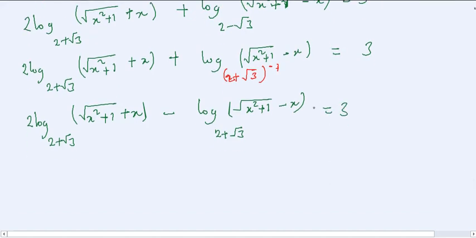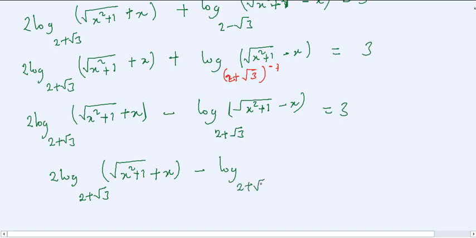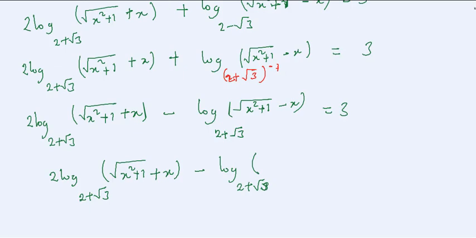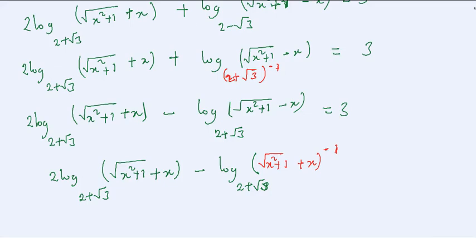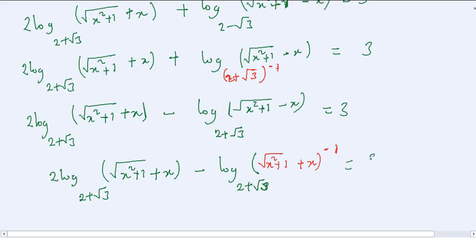So the next thing is I'll talk about this one as well. So this one will become 2 log 2 plus root 3, then I have square root of x squared plus 1 plus x, minus log base 2 plus root 3. Then what you are going to have there will be square root of x squared plus 1 plus x raised to the power of minus 1, and that will be equal to 3.